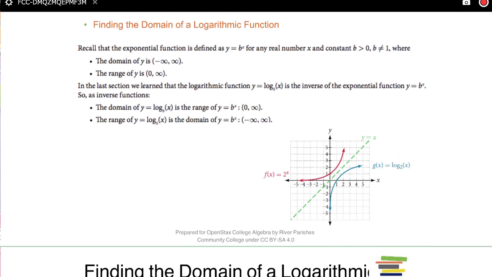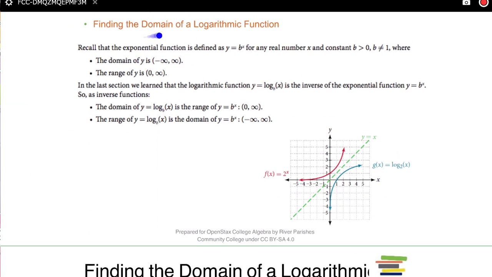Okay, so let's first talk about the domain of a log function. If you will remember, in an earlier section, we learned that the domain of the log function was the range of the exponential function, and the range of the log function is the domain of the exponential function because they're inverses.